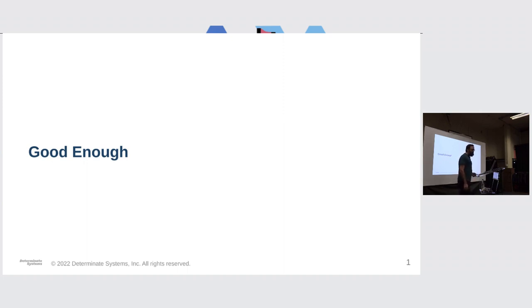But I want to talk a little bit about something different today, which is the idea that maybe things are good enough, and maybe sometimes we're actually going a little bit too far. I think it's really important to focus on why people really want to use Nix and what they're trying to get out of Nix.